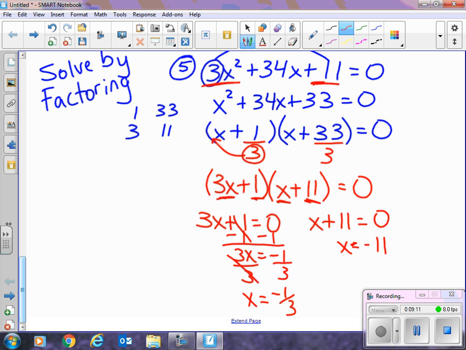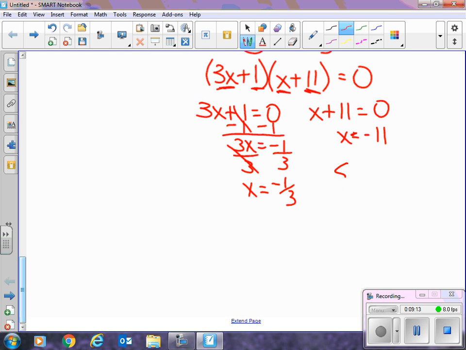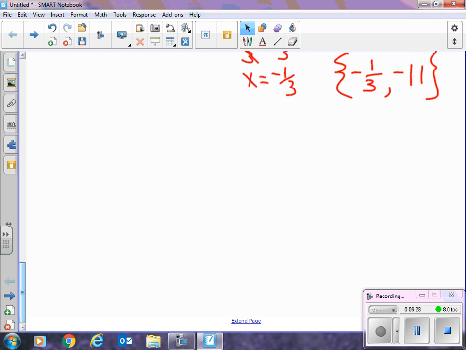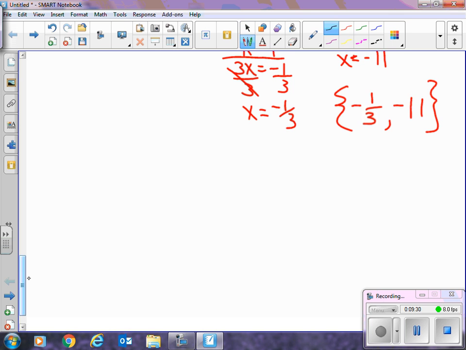So when you go to write your final answers, remember they have to be in braces, and the order of them does not matter, but you need -1/3 and -11 sitting in those braces. Yes, it takes more work to solve them by factoring, but you have to use your previous knowledge of factoring and solving to get you the answer. It doesn't just happen on its own.